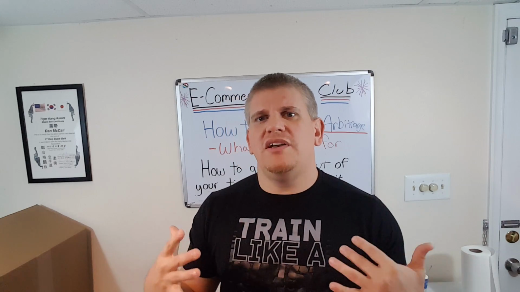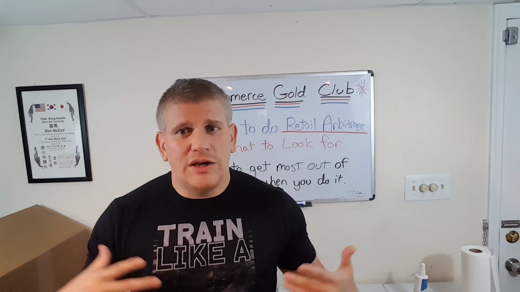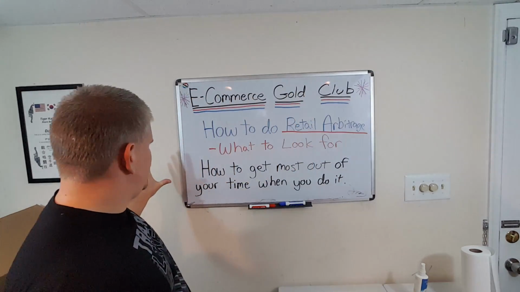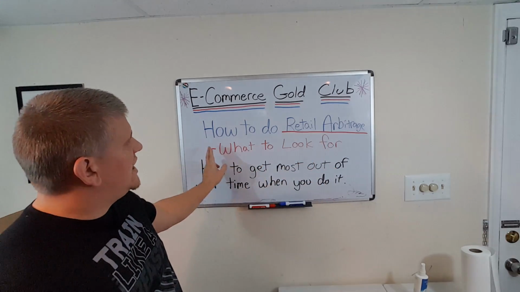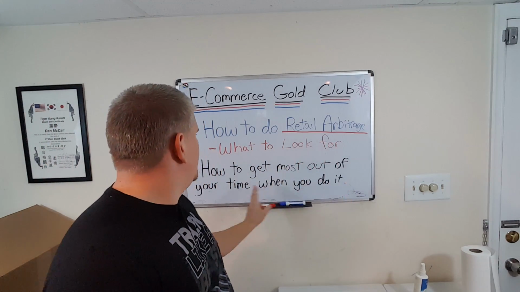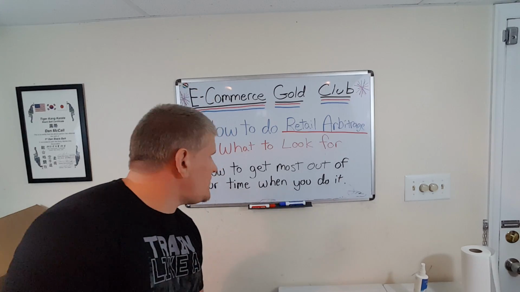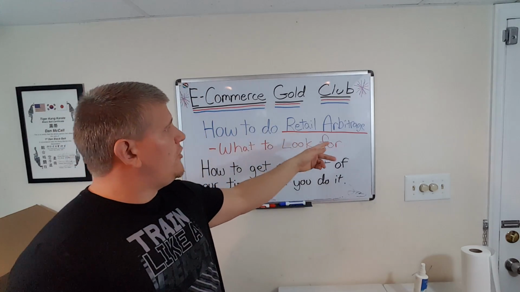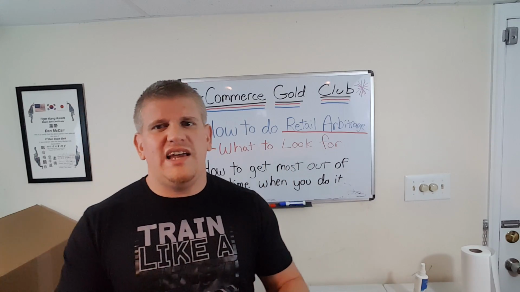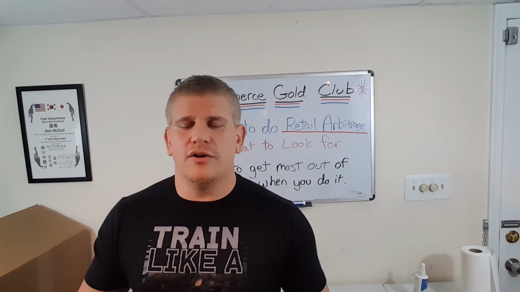And another really big tip that a lot of people don't know, and we know this because we live and breathe this stuff, we do this all the time, is if you have kids. This is a big tip. It's kind of outside of all this. So I covered what to look for. I covered how to get the most out of your time. How to do retail arbitrage. I explained what retail arbitrage is. So here's the last and final golden nugget.